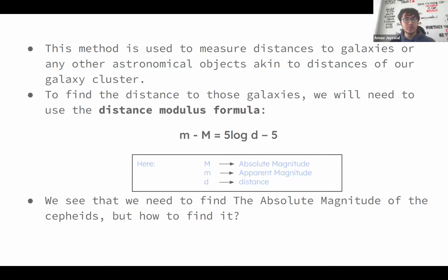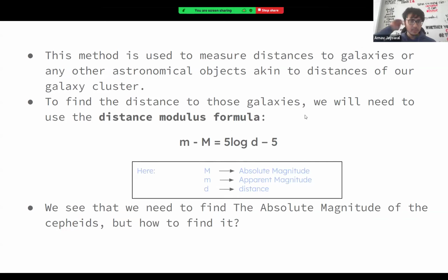So our final goal is to measure the distance, right? And what can we measure from Earth? We can obviously measure the apparent magnitude from Earth, and we can also see the time period of the fluctuations. Because there are brightness fluctuations in Cepheid variables, we can see the time period of those fluctuations.